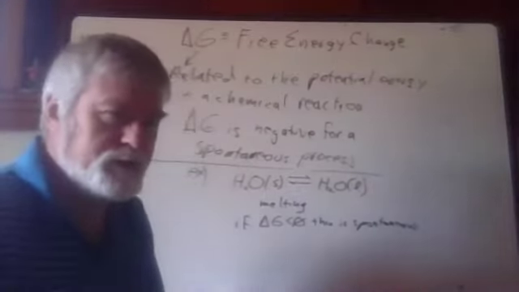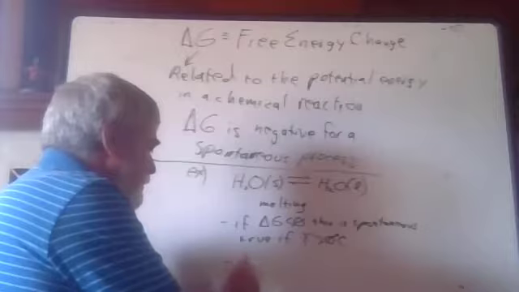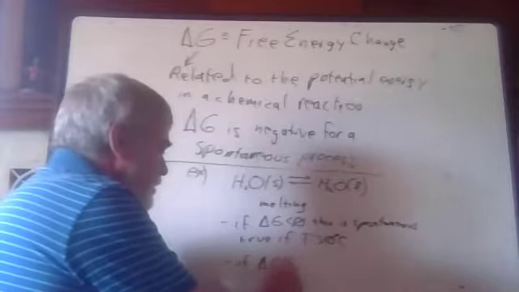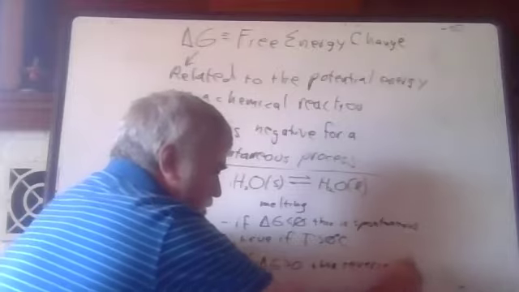So ice would start melting at 0, but it would also melt at temperatures greater than 0, right? Okay, so we could also say that this is true if the temperature is greater than 0 degrees centigrade. Okay, so that's when we know that this process is spontaneous. But if delta G is greater than 0, then the reverse is spontaneous.